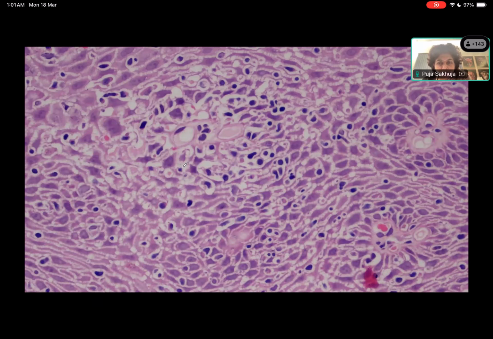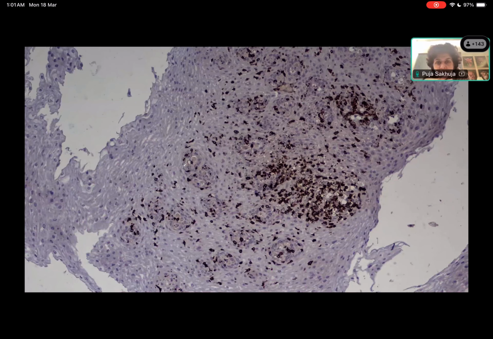This is another higher power, and this is a CD3 stain. In a CD3 stain, we're seeing an increased number of lymphocytes in the epithelium. This is lymphocytic esophagitis, which is very rare, not common. The only caveat is that you must make sure it's not associated with a fair number of neutrophils. If there is additional neutrophilic inflammation, then we will not call it lymphocytic esophagitis. So lymphocytic esophagitis has to have absence of neutrophils in the epithelium. And these are usually CD3 positive lymphocytes.